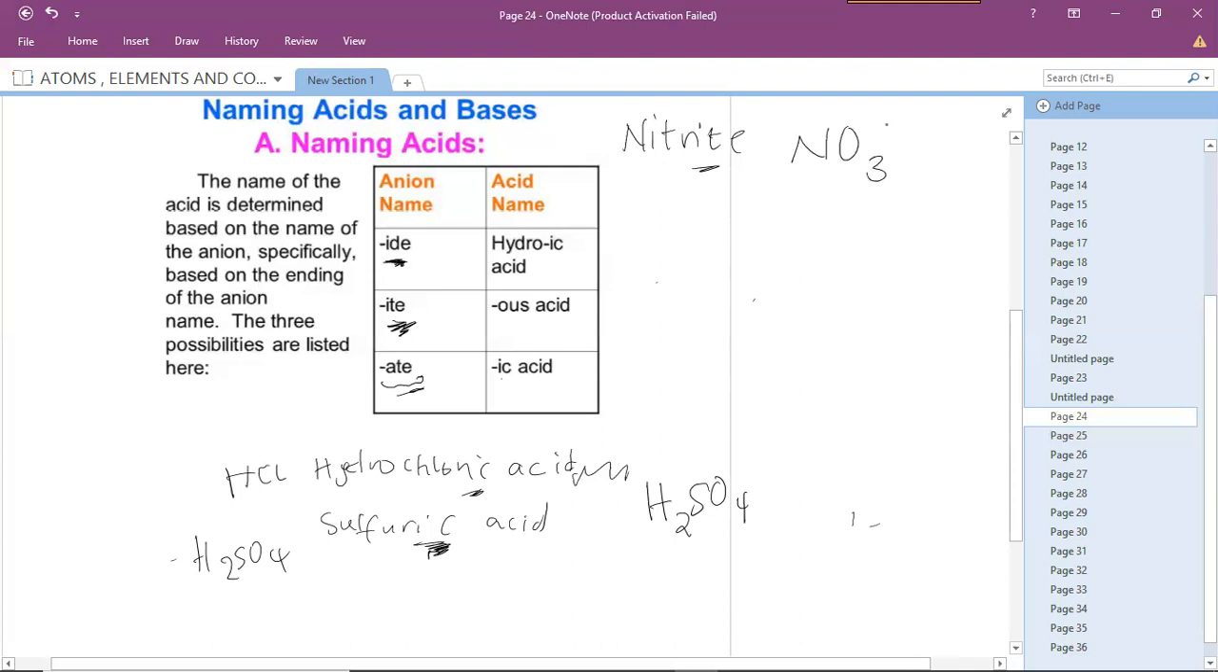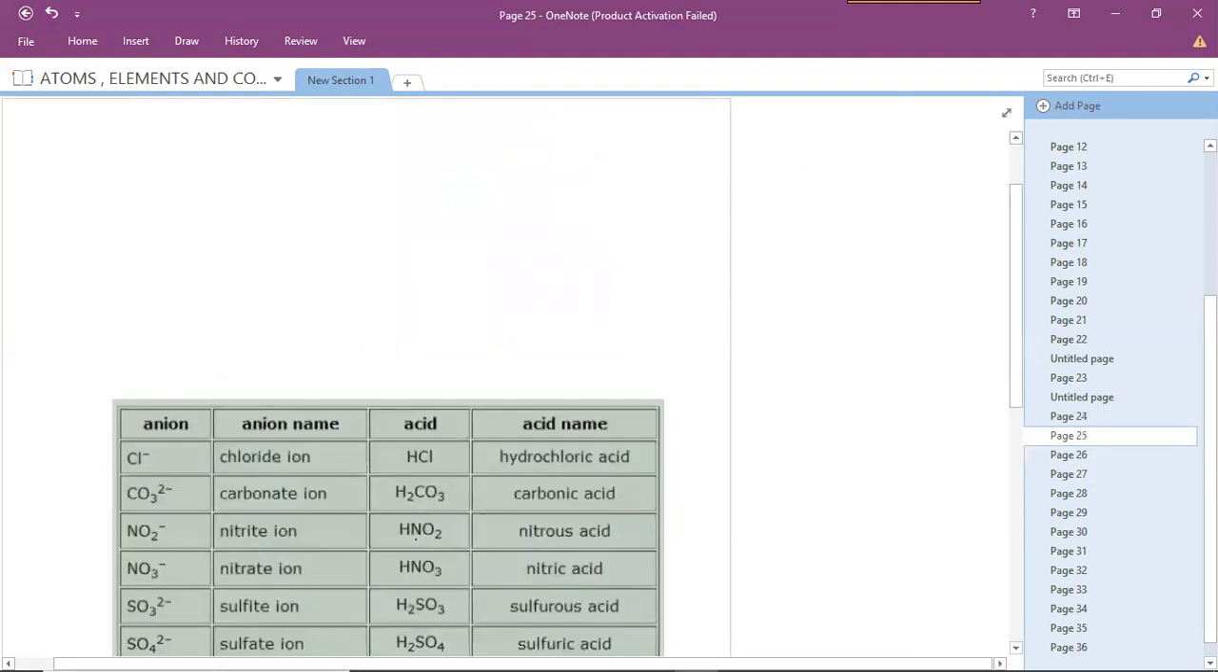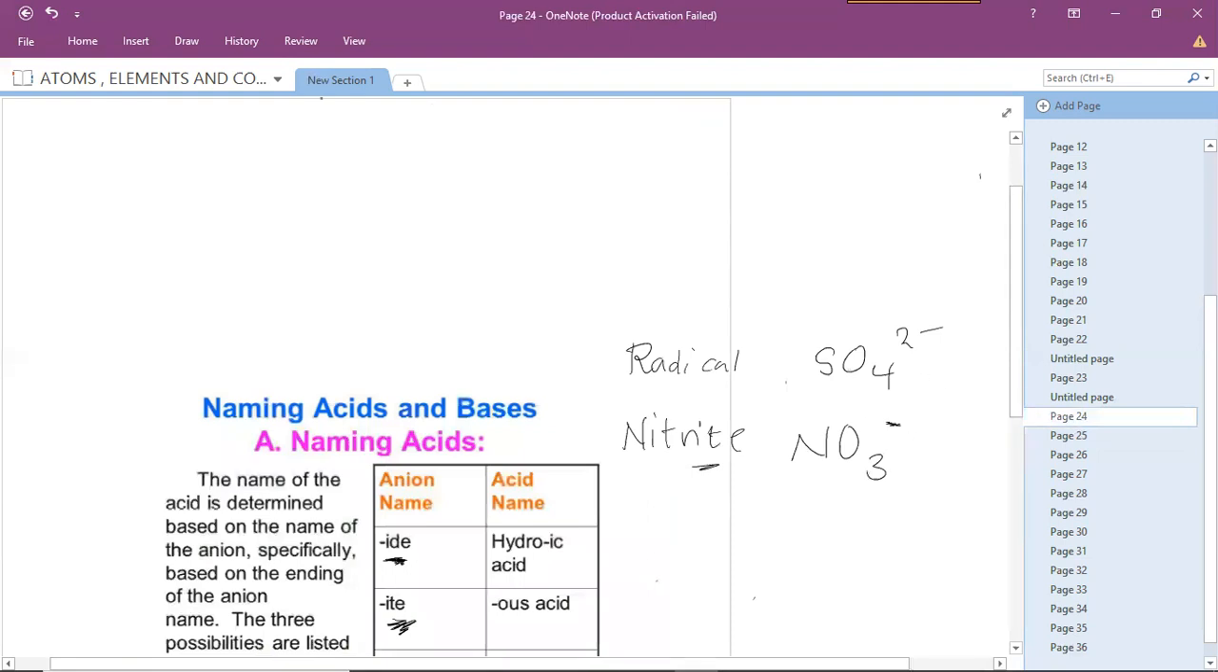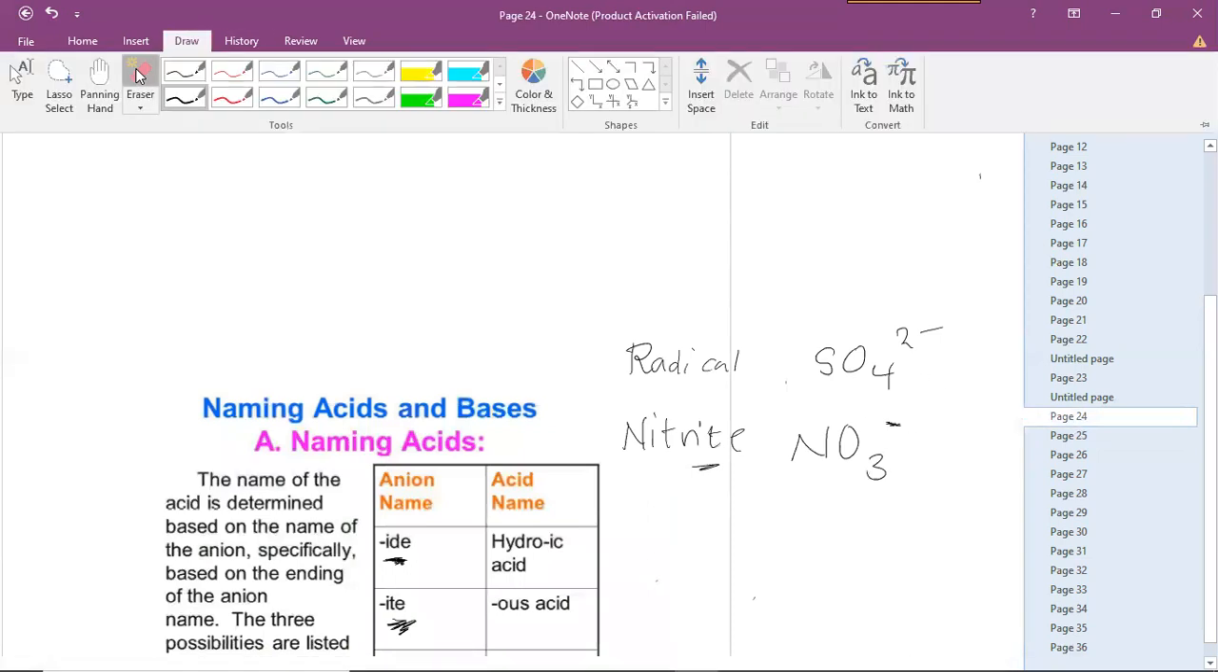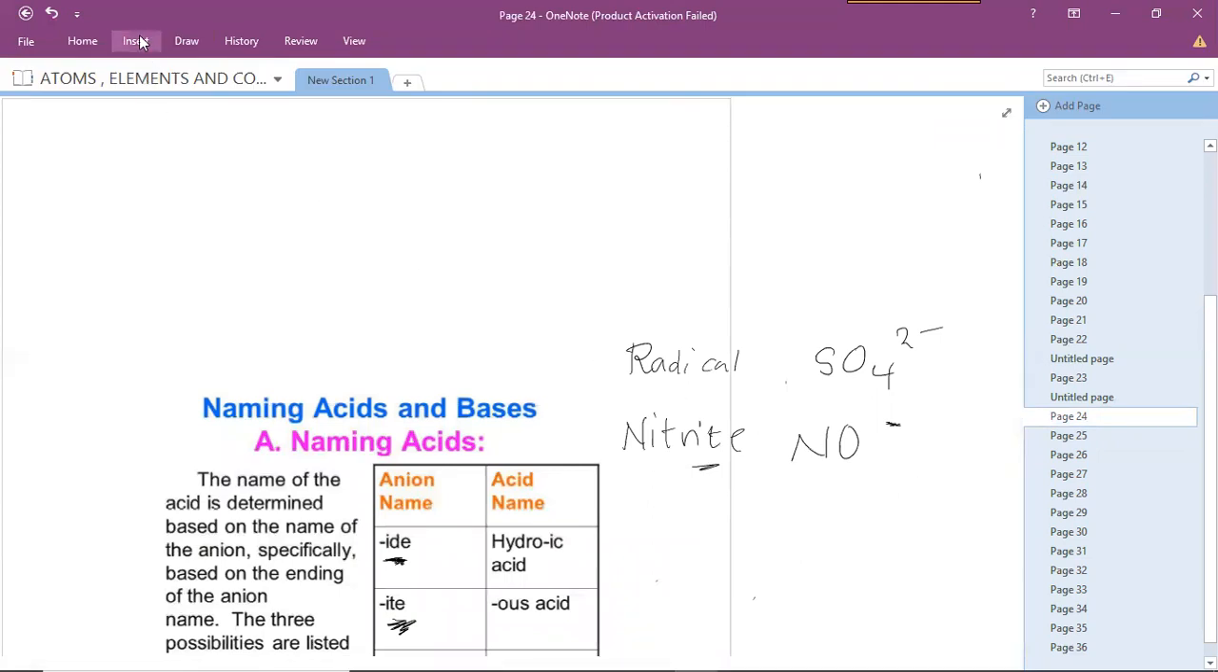Nitrite should be NO3 negative. I'm not so sure, but I think it's NO3 negative. Let me just make sure. Nitrite, these things are a little bit confusing. I usually forget. So nitrate is NO3 negative. Nitrite ion is NO2 negative. Okay, I knew the charge was a minus, but not the number of oxygen ions. So it's NO2 negative.